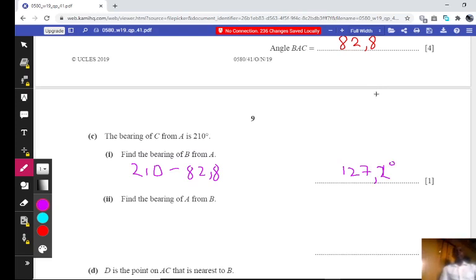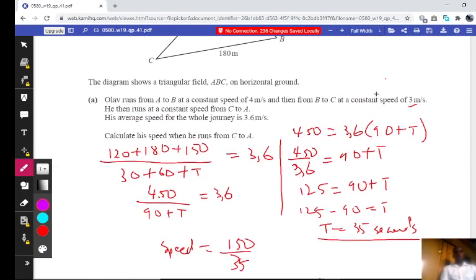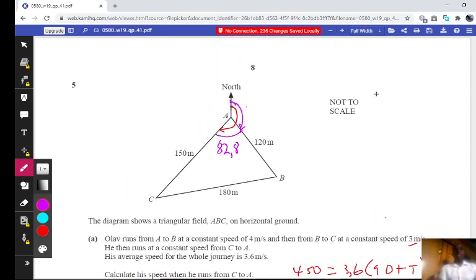Then expand. Find the bearing of A from B. Find the bearing of A from B. So A from the north of B. B is the from point here. So from the north of B here, what's the bearing of A from the north of B?